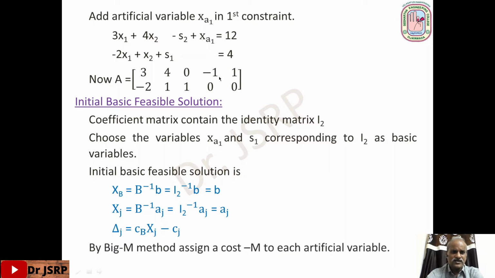Now artificial variables are involved, so we have to use the Big M method. In the Big M method, we assign a cost minus M, a large negative price, to each artificial variable.